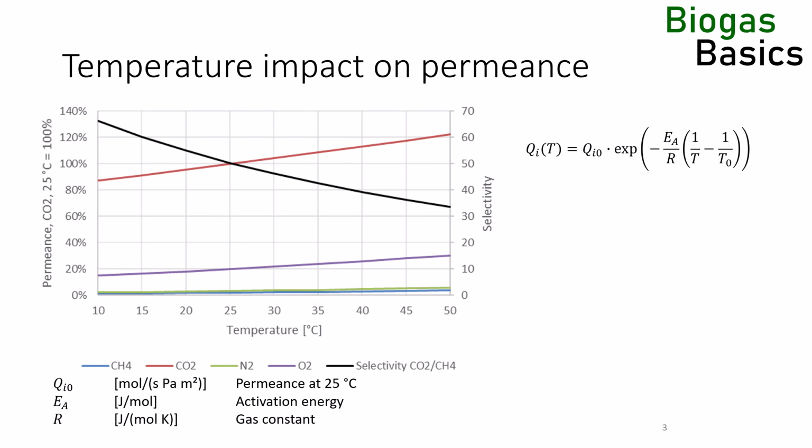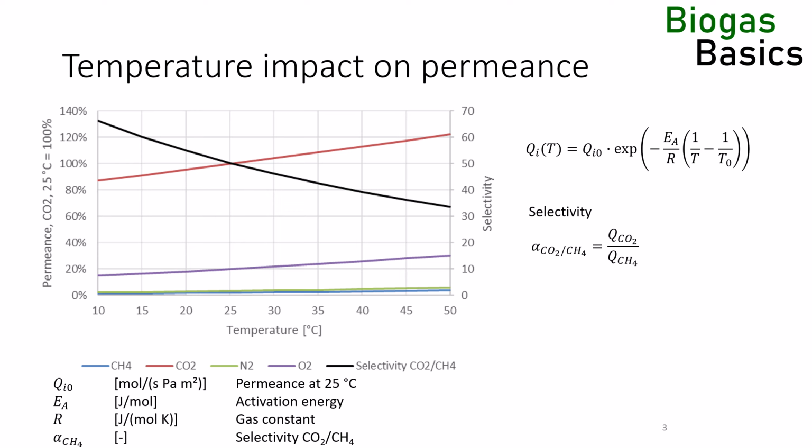When it comes to biogas separation, the permeance of methane increases faster with temperature than that of CO2. The ratio of the CO2 and CH4 permeance is the selectivity alpha. The selectivity of a membrane drops with increasing temperature. This makes the inlet temperature of the membrane an important optimization parameter. The CO2/CH4 selectivity of commercial biogas membranes is between 40 and 50 at 25 degrees Celsius. We will later investigate the impact of selectivity on the biogas purification process.